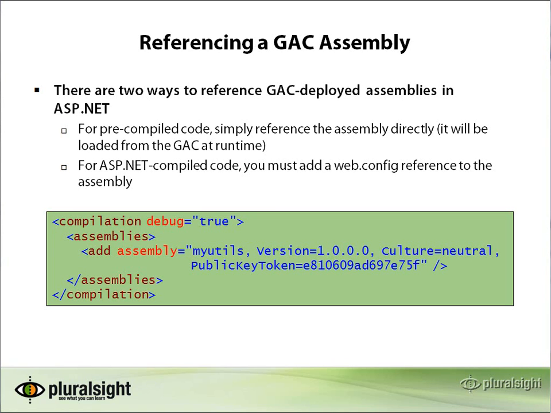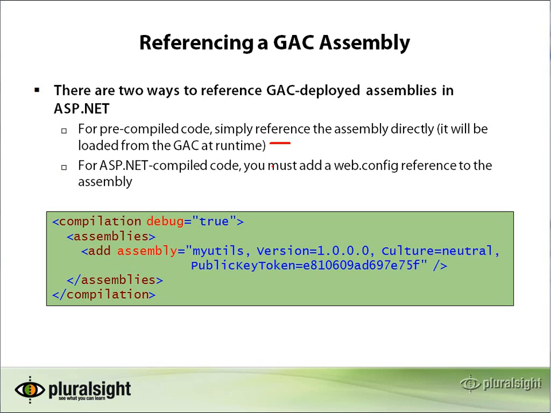Now that we have our assembly deployed in the global assembly cache, let's take a look at how to reference that assembly from within an ASP.NET website. Now, there are actually a couple techniques. The first technique, if you're dealing with a website that is compiling its source code, so this is specifically going to be a web application project that we'll be looking at in a few slides here, all you need to do is reference the original assembly directly, and at runtime it will load the assembly from the global assembly cache. So we're not going to look at that example right now because we're dealing with a website.